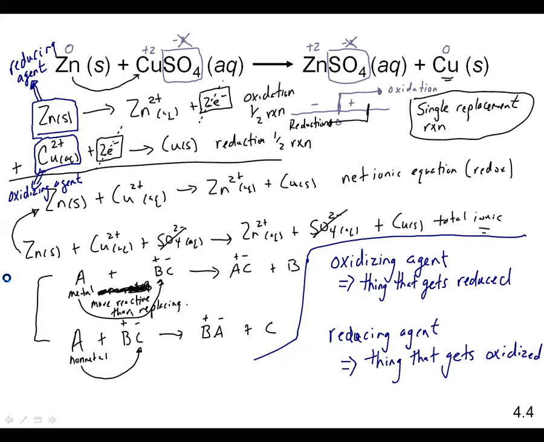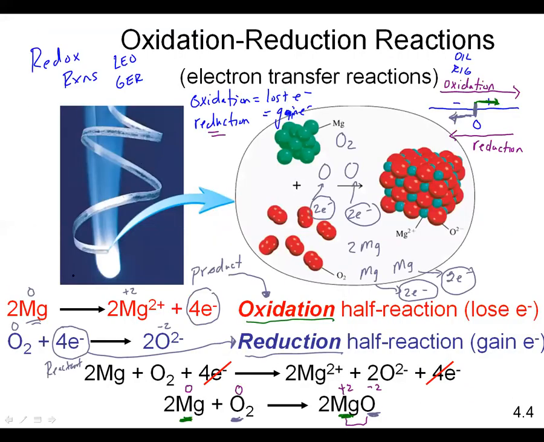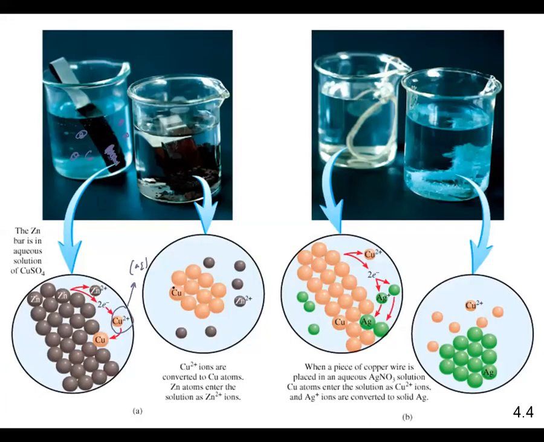So if we go back to our magnesium and our oxygen here, again, in this case, the magnesium is going through oxidation. So the magnesium here with no charge would be our reducing agent. And our oxygen here, which is going through reduction, would be our oxidizing agent in this case. All right, so again, what is being oxidized and reduced is different than what is the oxidizing agent and reducing agent.